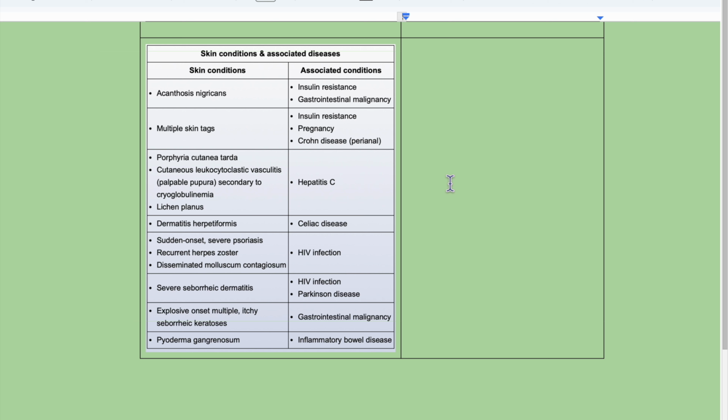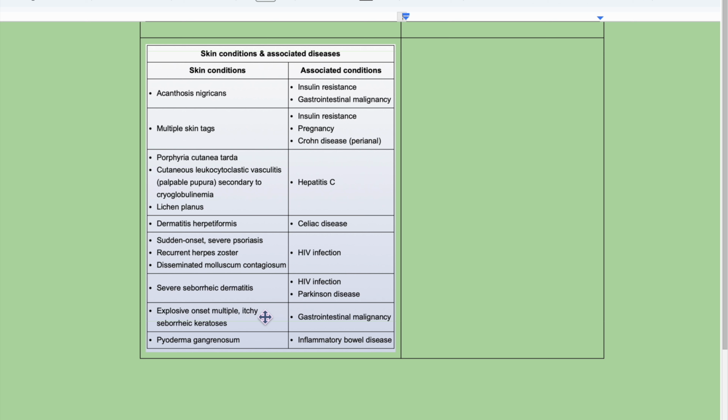Dermatitis herpetiformis, celiac disease. You know that one. Sudden onset severe psoriasis, recurrent herpes zoster, disseminated molluscum contagiosum are associated with HIV. Remember that. Disseminated molluscum contagiosum, the cute one, is associated with HIV infection. Severe seborrheic dermatitis, again, normally you have dandruff, right? But it's not bad because your immune system is good enough to fight it off. But if it's not, then it becomes a severe problem. So HIV infection or Parkinson disease.